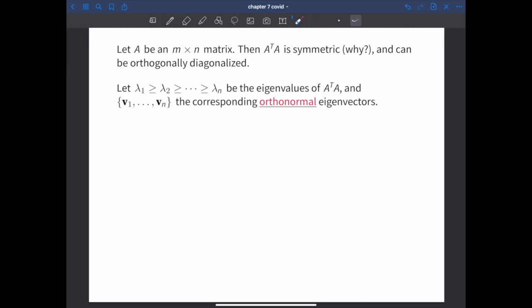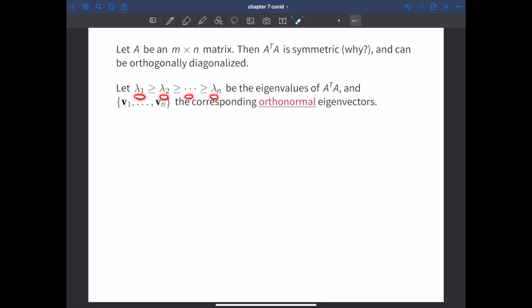So what we can do is find the eigenvalues of A transpose A, lambda 1, lambda 2, all the way up to lambda n. And what we're going to assume from now on is that whenever we write down eigenvalues, we're going to write them down in decreasing order. In other words, lambda 1 is the biggest, lambda 2 is the next biggest, and so on, all the way up to lambda n, which is going to be the smallest of them. Now remember, these are the eigenvalues of A transpose A. They're not the eigenvalues of the original matrix A.